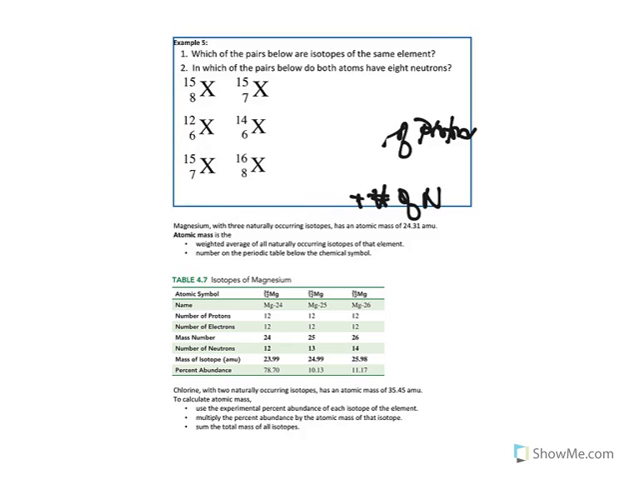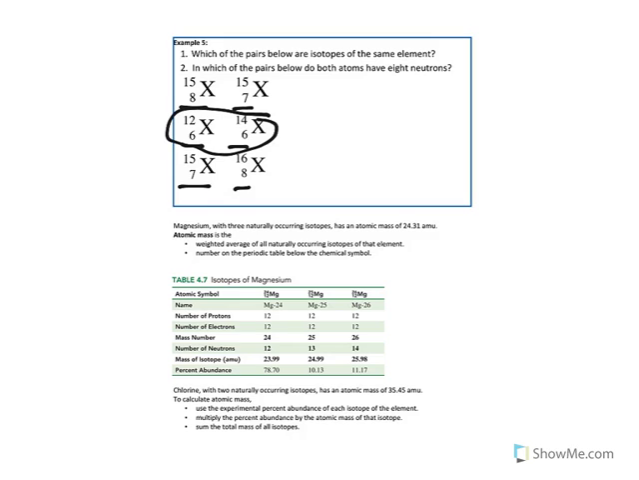Alright, so let's erase this so we can see a little bit clearer. Which pairs have the same atomic number? Pair A, you have an 8 and a 7. Not the same. Pair B, you have a 6 and a 6. The same. And pair C, you have a 7 and an 8. So the pair that contains isotopes of the same element must be pair B. In pair B, both elements have 6 protons.